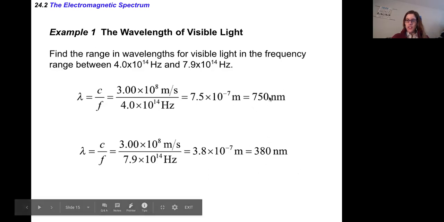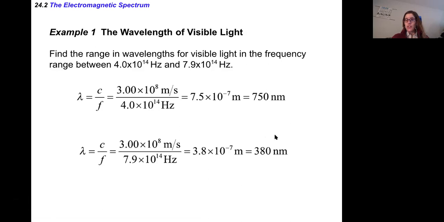So these are the basic ranges of the wavelength of visible light, right? It's going to go from just under 400 nanometers to just above 700 nanometers. So between 400 and 700 nanometers is where we are going to see visible light, which is pretty nifty. So those are good numbers to keep in mind. They're going to pop up a lot because we care a lot about visible light.